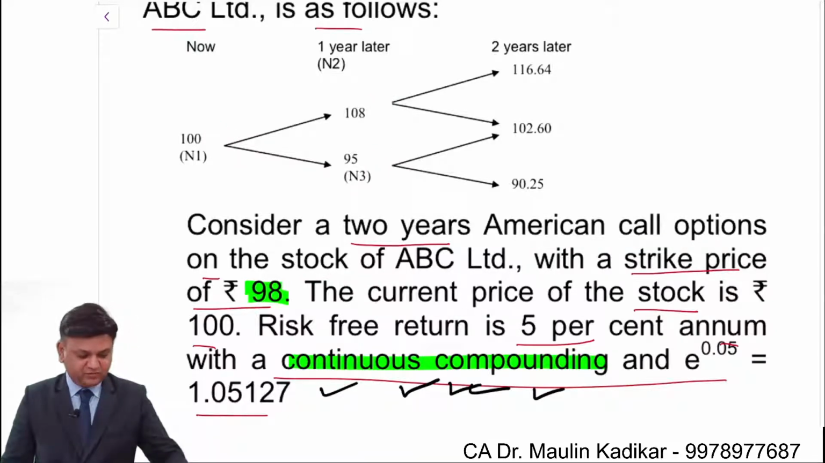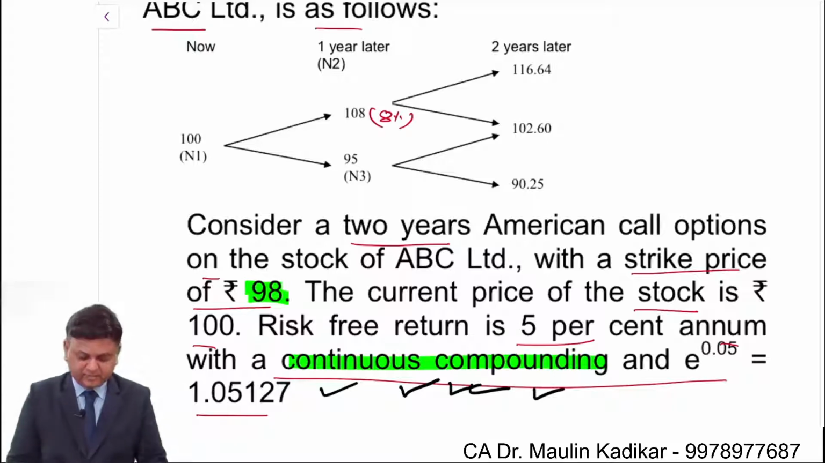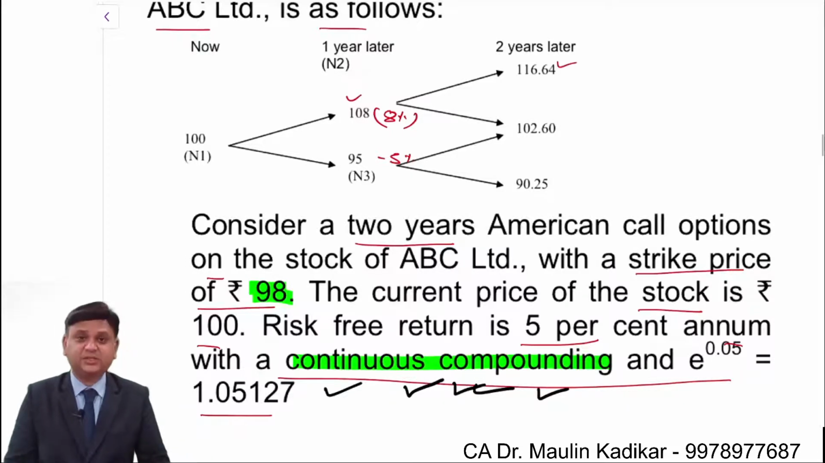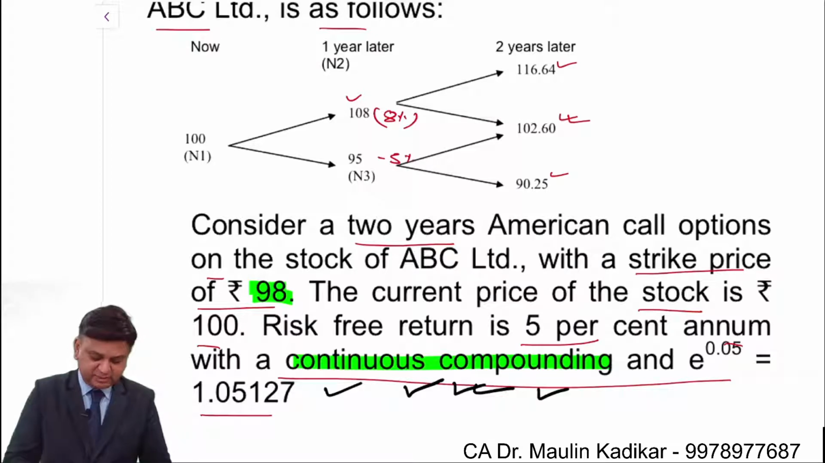We can understand like this: 108 divided by 100, so that is an increase by 8%. Then 95 divided by 100, so that is a reduction by 5%. Then 108 plus 8%, so it is 116.64. 108 minus 5%, so 102.6. 95 plus 8%, so 102.6. 95 minus 5%, 90.25. So we understand that the price may change in this proportion, the same proportion every time.